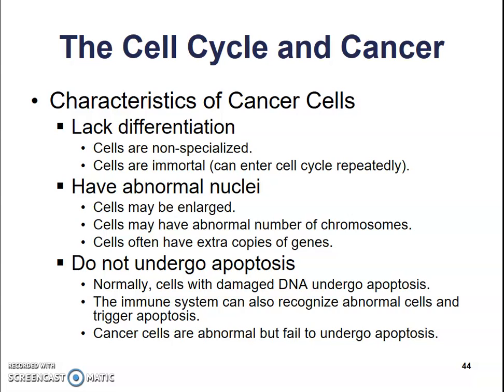They do not undergo apoptosis, which you'll remember is programmed cell death. Normally cells with damaged DNA undergo apoptosis, but in cancerous cells, they don't recognize that the DNA is damaged, and they just keep going and going. Cancer cells are abnormal, but they fail to undergo apoptosis. They're damaged, they aren't working correctly, but apoptosis is not working the way that it should to put a stop to that.